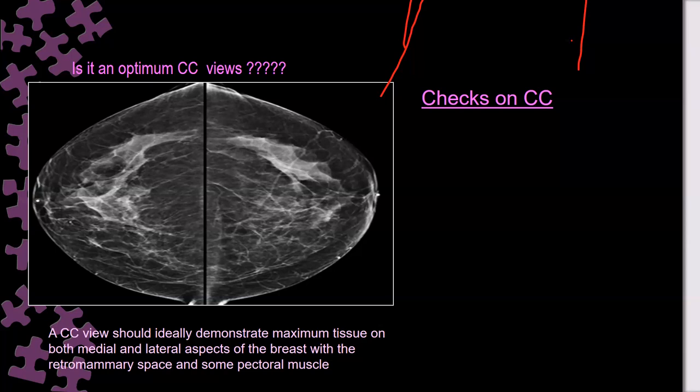We can see it to optimize the inclusion of posterior breast tissue, either to see the pectoralis major or to measure the posterior nipple line. Any other criteria that can make me sure that optimum inclusion of the posterior breast tissue happened? There is optimum inclusion, I mean.